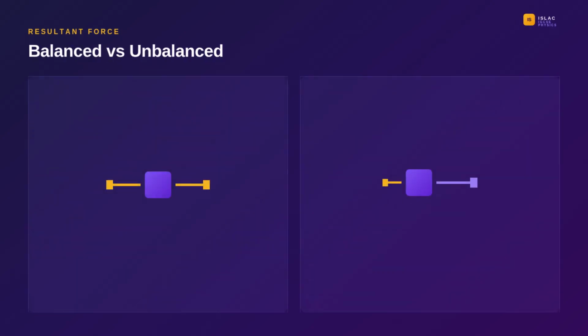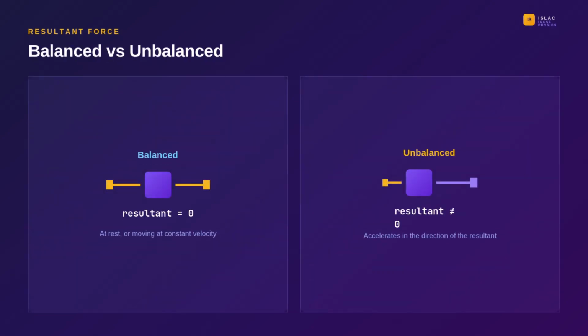When several forces act on an object, we combine them into a single resultant force. If the forces cancel out, the resultant is 0. We say the forces are balanced, and the object either stays still or keeps moving at a constant velocity. If they don't cancel, there's a non-zero resultant, the forces are unbalanced, and the object accelerates in the direction of that resultant. This single idea, resultant force, is the bridge to Newton's first 2 laws.